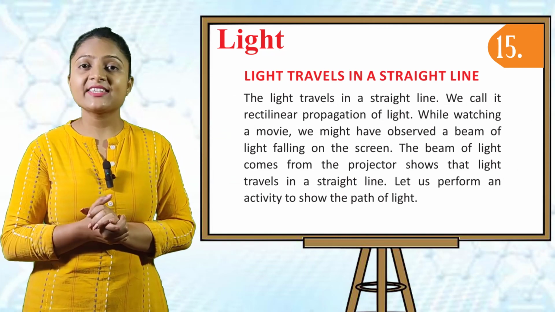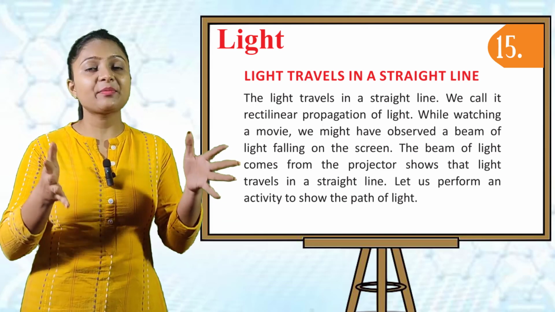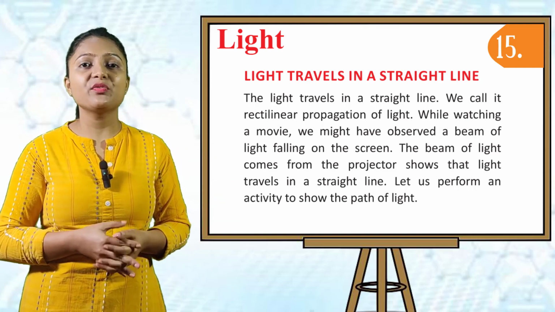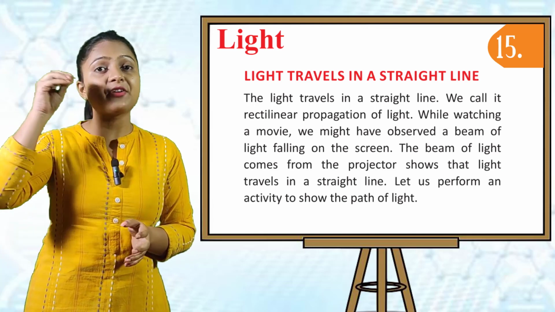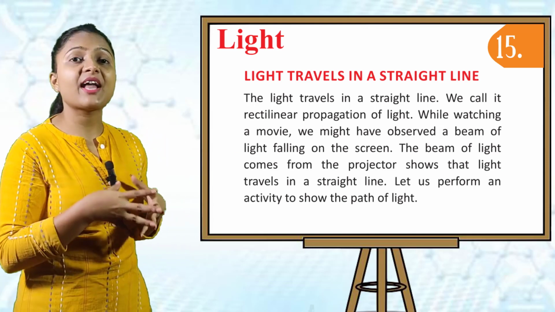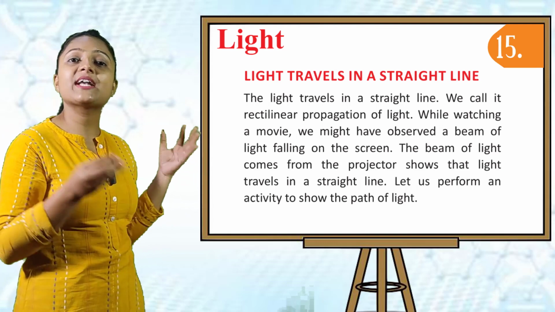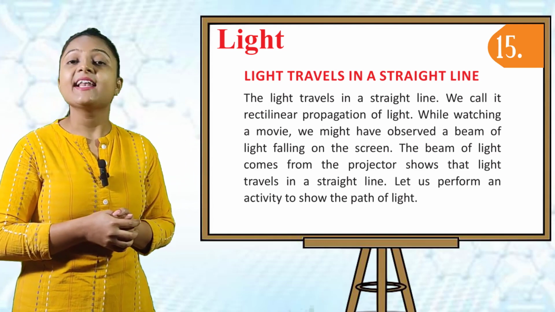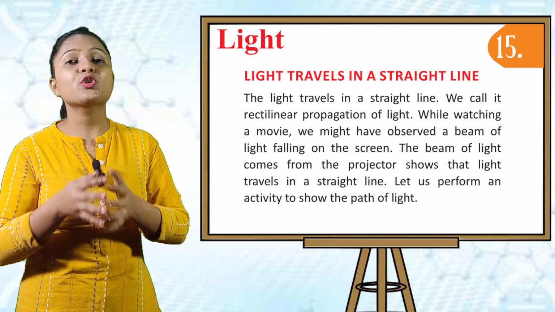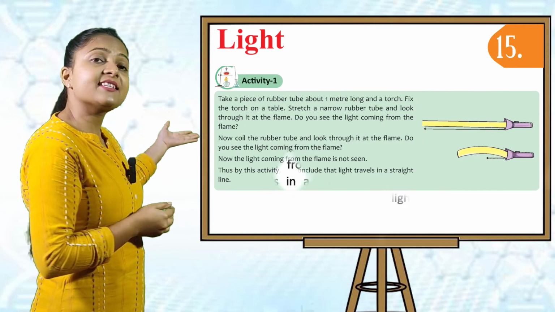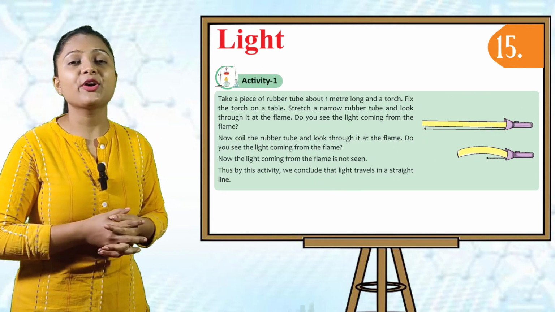The light travels in a straight line. We call it rectilinear propagation of light. While watching a movie, we might have observed the beam of light falling on the screen. The beam of light comes from the projector, shows that the light travels in a straight line. Let us perform an activity to show the path of the light. Here is the activity which you can perform at your home.